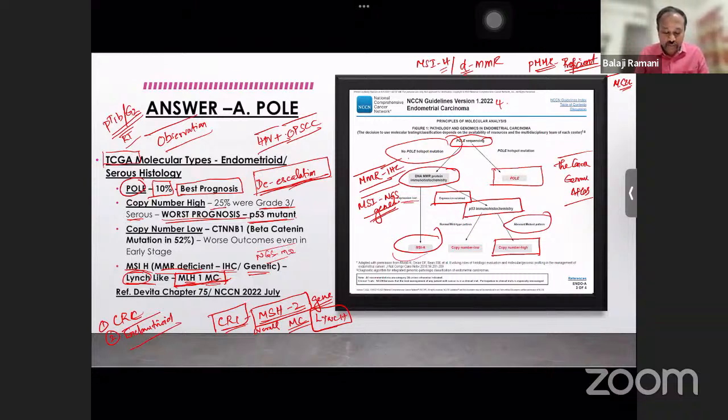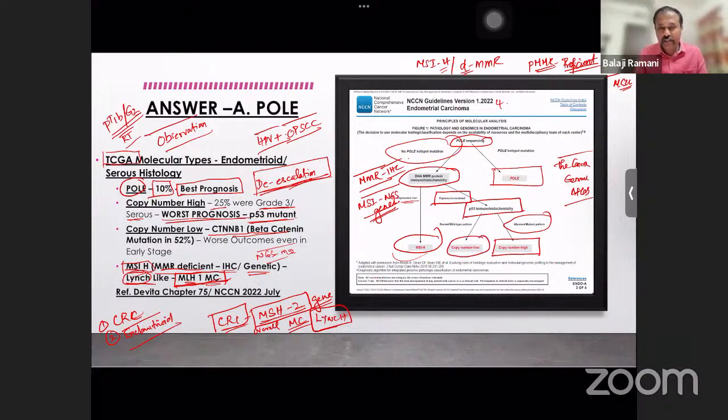So prognosis wise, if you look at it, when you have the POLE mutation, it has the best prognosis. P53 has the worst prognosis. Next best to POLE is actually the MSI high or the MMR deficient type, where you will have MLH1 mutations most commonly. Then there is another variant called as the CTNNB1 variant or the beta catenin variant, where it is a copy number low. So it's a triple negative kind of phenotype where you do not have any of the mutations. You do not have POLE, you do not have MSI, you do not have P53, nothing is there, then you call it as a copy number low.